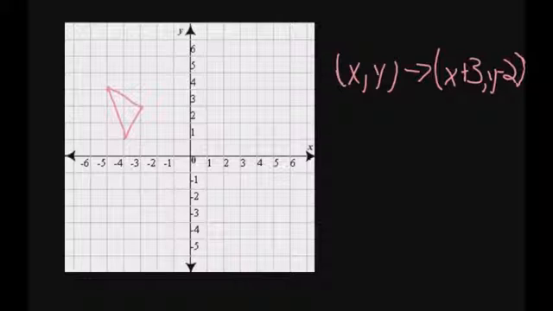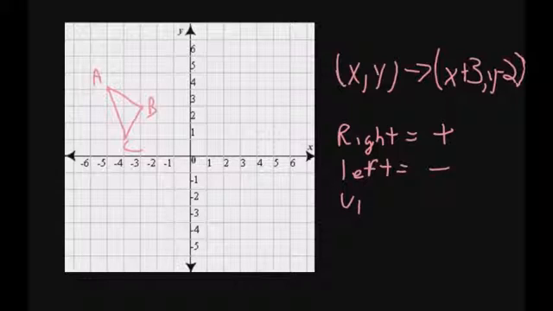So I'm going to take each of these points, let's call them A, B, C, and translate them 3 along my x-axis and down 2 on my y-axis. What you can think of is: right equals positive, left equals negative, up equals positive, and down equals negative. So I have plus 3, so I'm going to go right 3. I'll start with B here. I'm going to go 1, 2, 3 to the right. And then I got minus 2, so I'm going to go down 2.